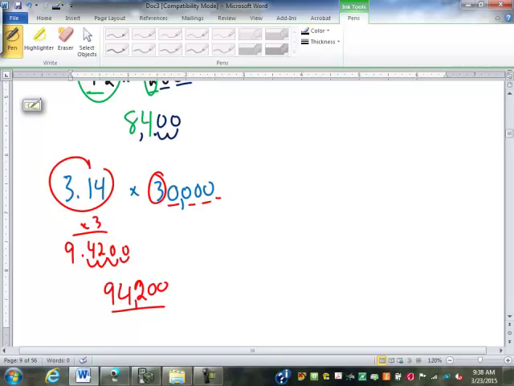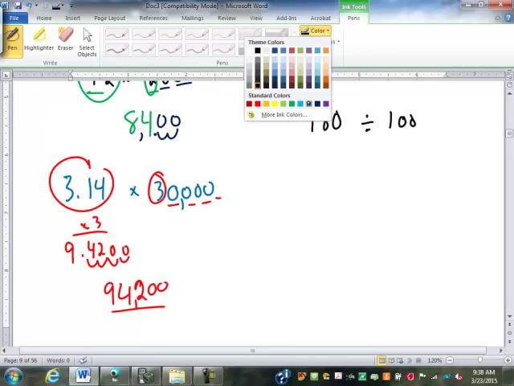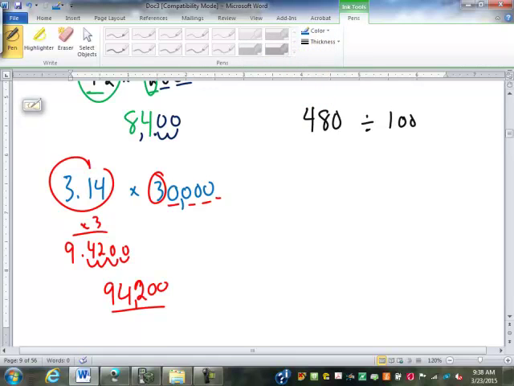The opposite is true then when we divide. Let's say I have 480 divided by 100. When we divide, we're moving the decimal point the other direction. So there's 2 zeros. Decimal point has to move 2 spots. 1, 2 makes 4.8.